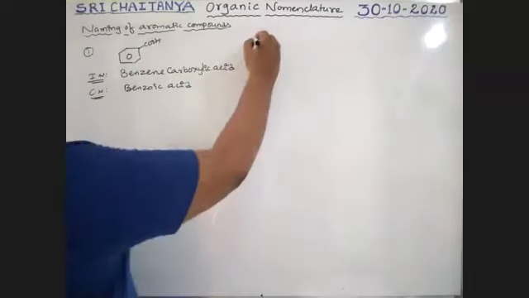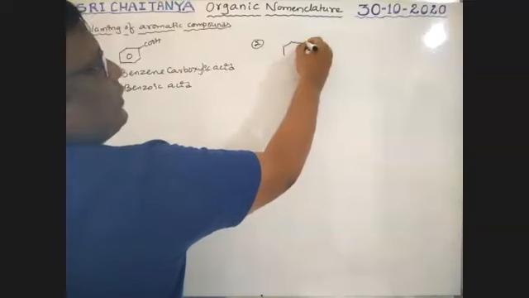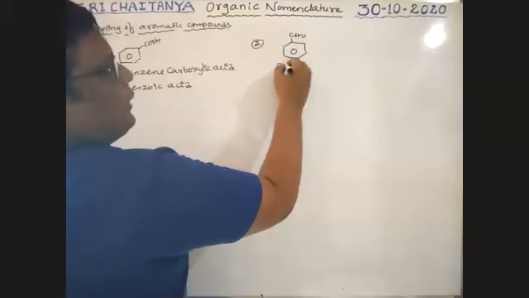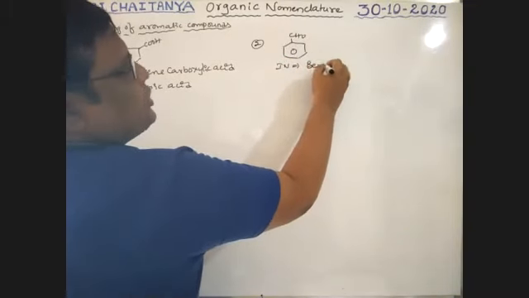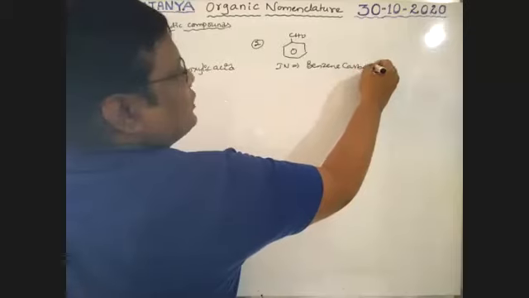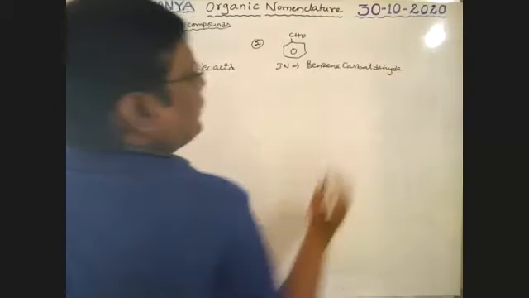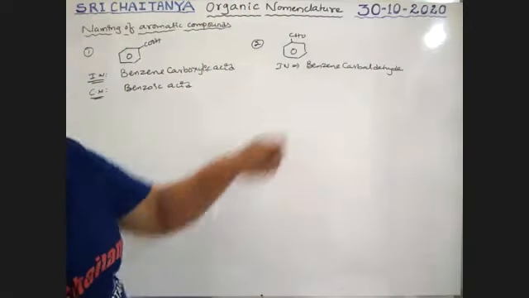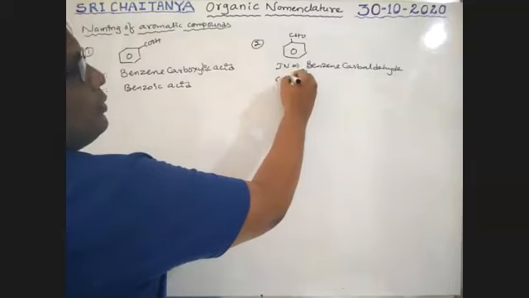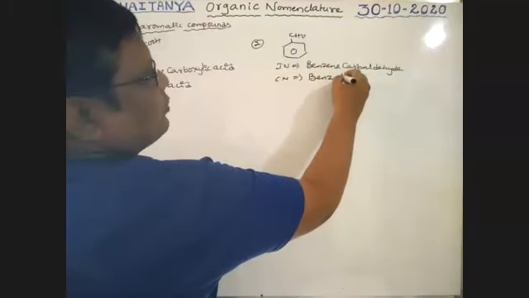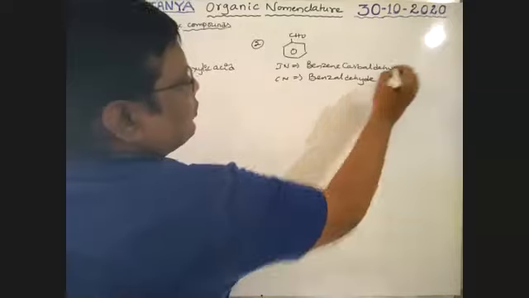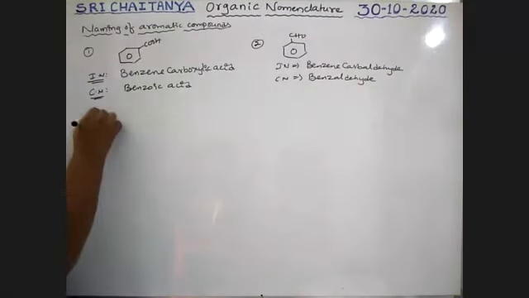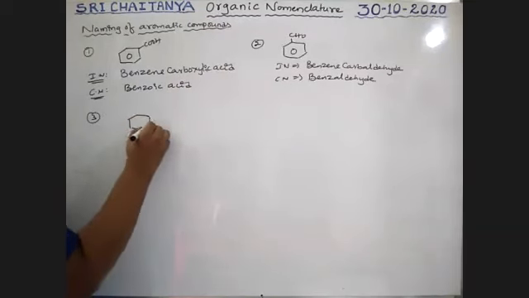Next, second one. When benzene is connected with aldehyde, its IUPAC name is benzene carbaldehyde. It is carbaldehyde, boys. So benzene carbaldehyde is the IUPAC name. Common name is benzaldehyde.